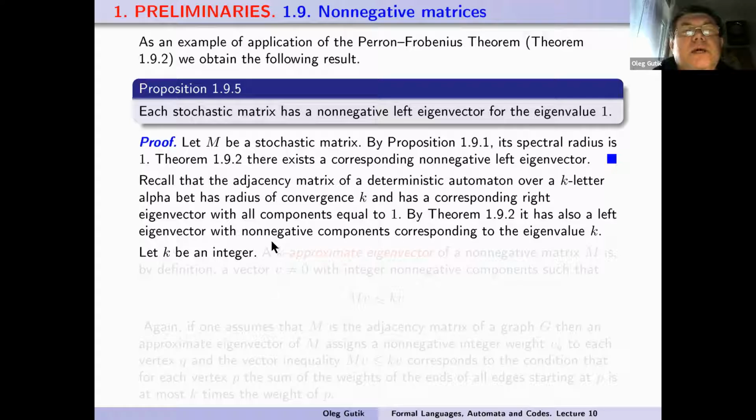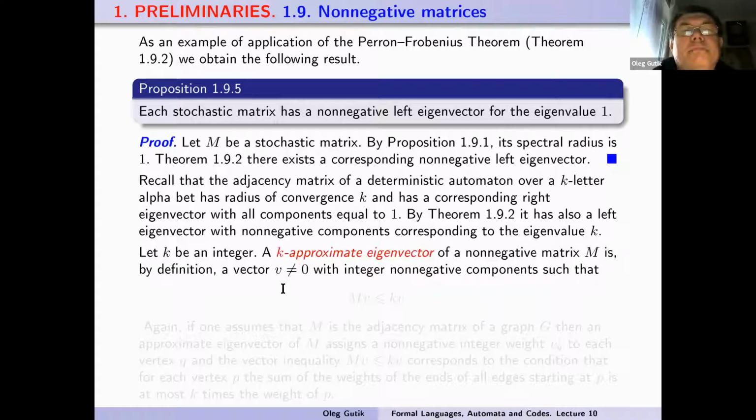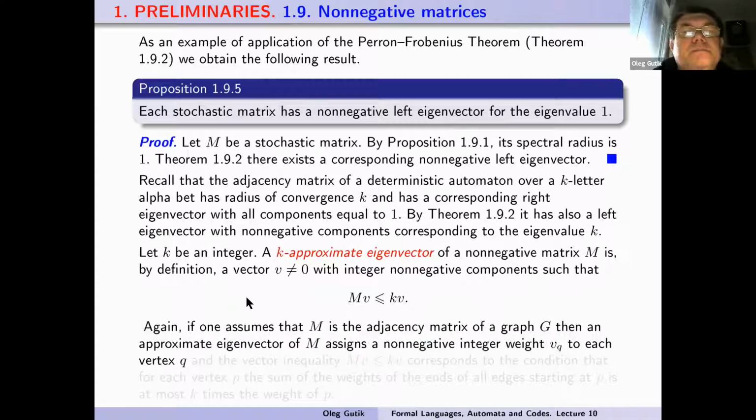Let K be an integer. A K-approximate eigenvector of a non-negative matrix M is, by definition, a vector V distinct from the zero vector with integer non-negative components such that M V is less or equal to K V.